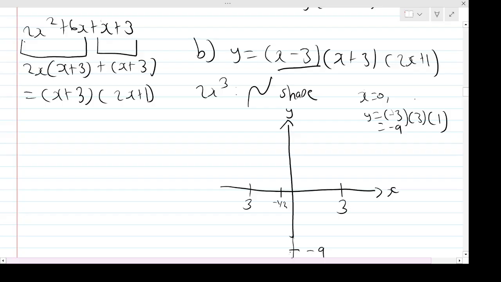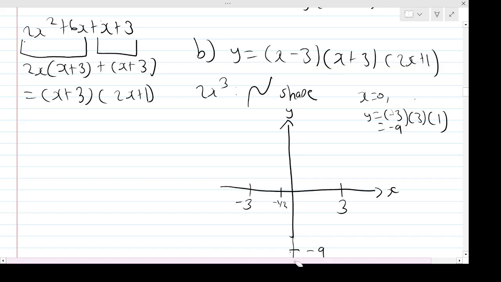So then lastly, remember, we need to look at the roots. Are there any repeated roots? Well, no, they're all singular. There's no squared or cubed brackets. What that means is it's simply just going to cut through the axis at those points. So with all that in mind, and it's going to have that sort of shape, it's going to look a bit like this.